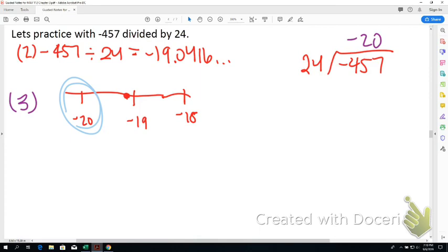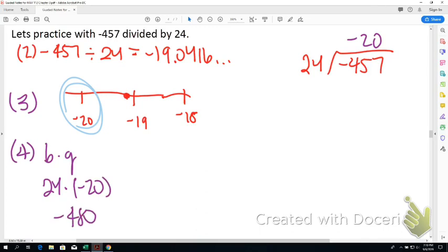Remember, once you get that number, think of a number line. The number to the left would be the largest number that is less than or equal to. All right, so remember the fourth step was we do B times Q. So B is 24. Q is the quotient we got, which is negative 20. We multiply those and we get negative 480.